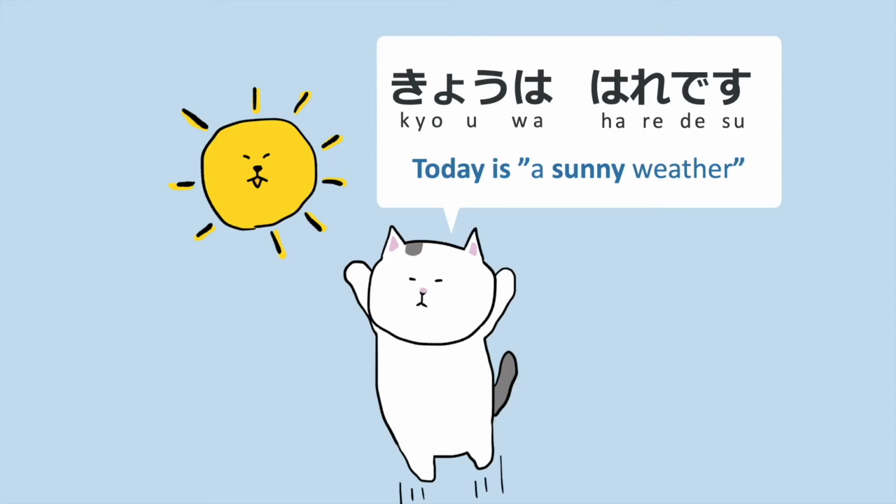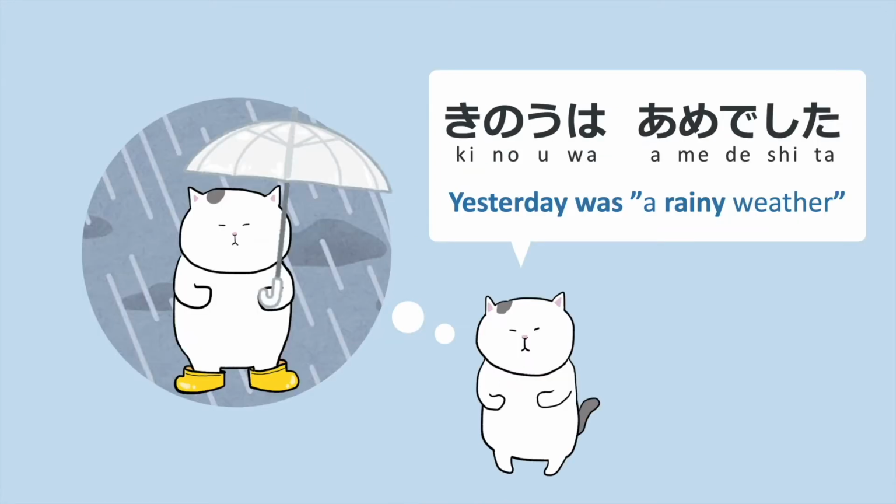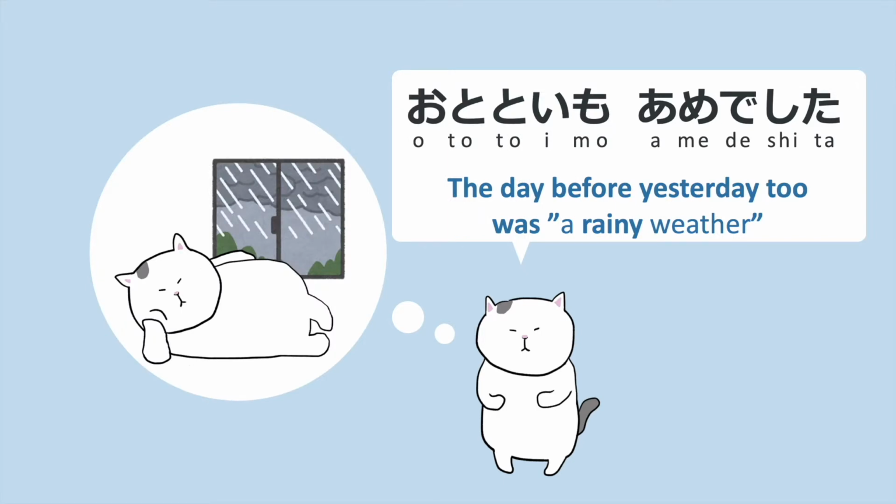Today is a sunny weather. 今日は晴れです. Yesterday was a rainy weather. 昨日は雨でした. The day before yesterday, too, was a rainy weather. おとといも雨でした.